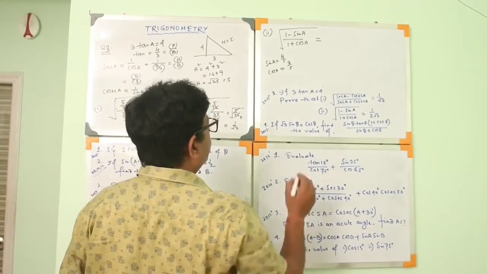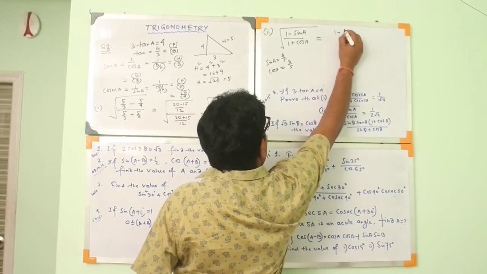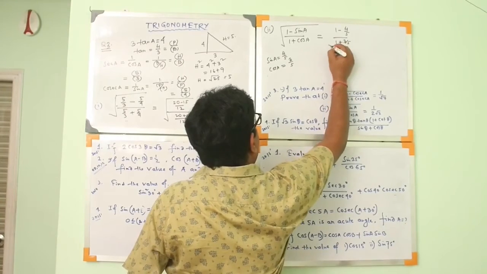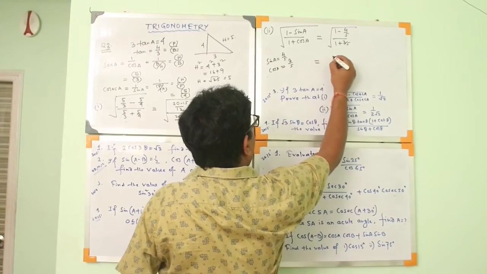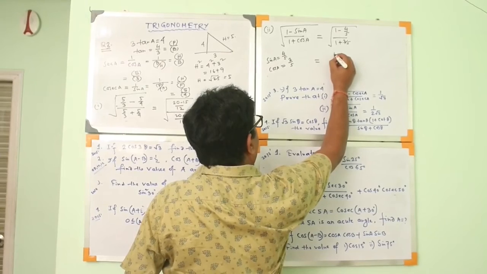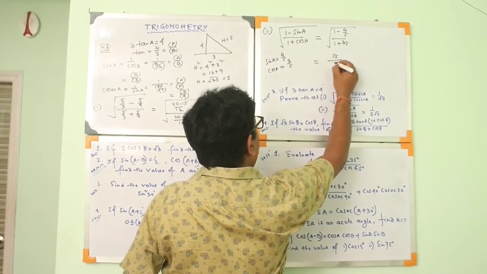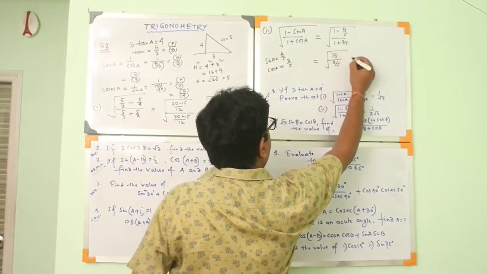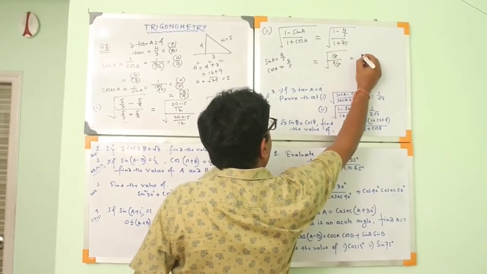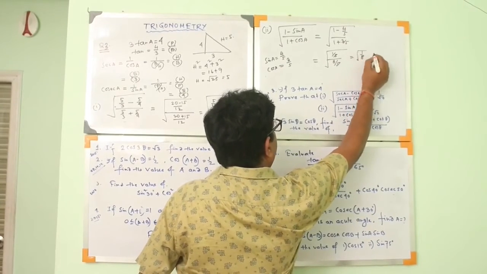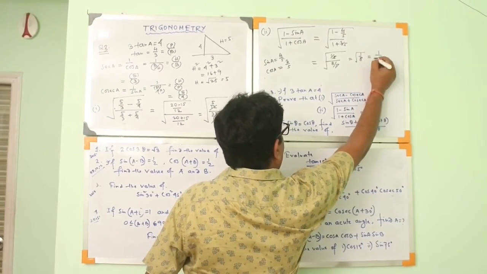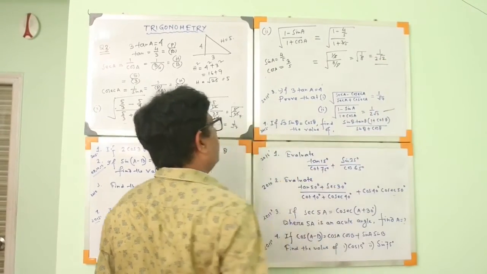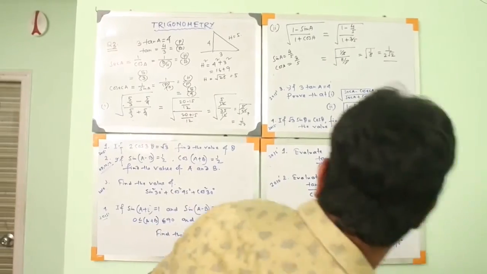So by putting these values, 1 minus 4 by 5, 1 plus 3 by 5. So this will be equal to square root of (1 by 5) by (8 by 5). Cancelling 5 by 5, ultimately we will get 1 by 8. 1 by 8 means 1 by 2 root 2. Solved.